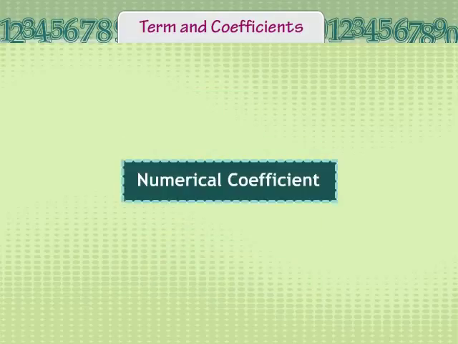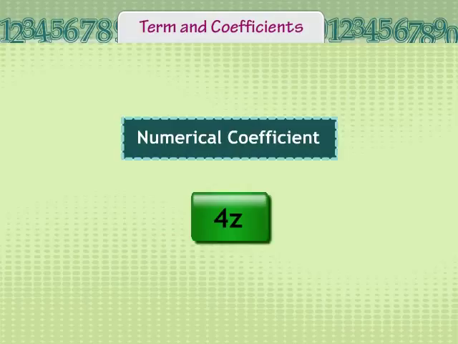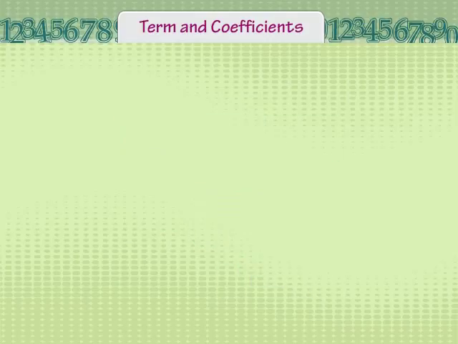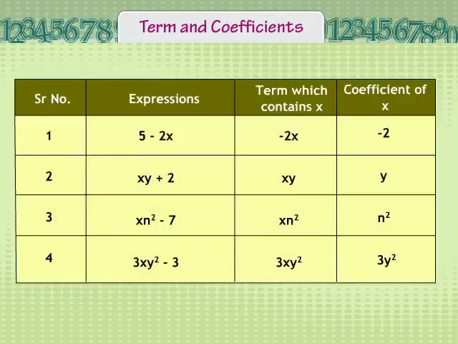Let us find the numerical coefficient of 4z. Here the coefficient of z is 4. Let us find out the terms and coefficient in the following grid.